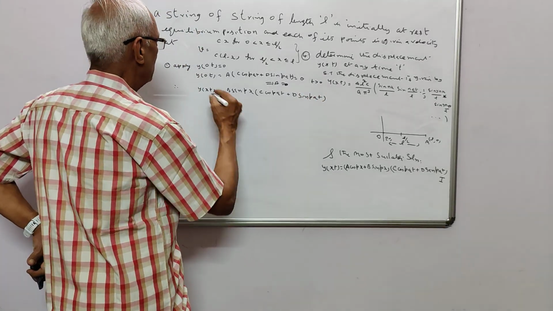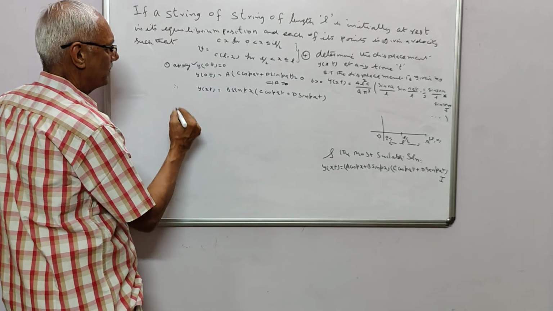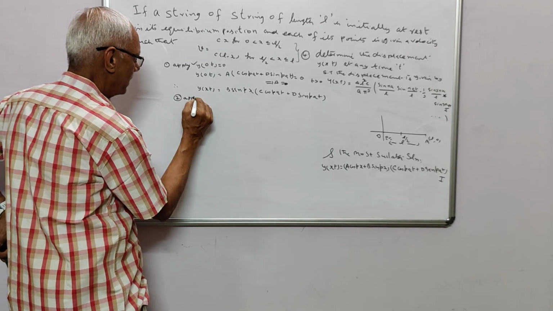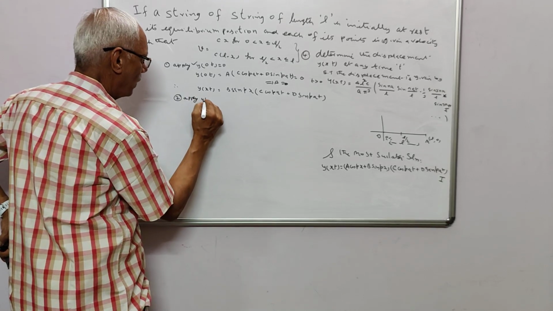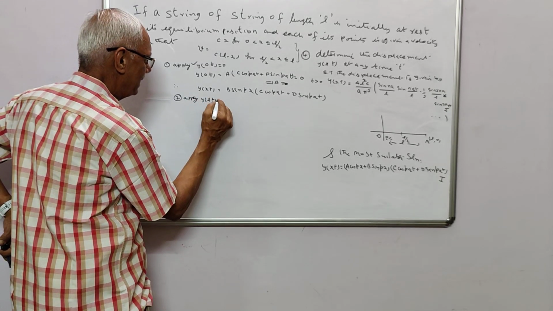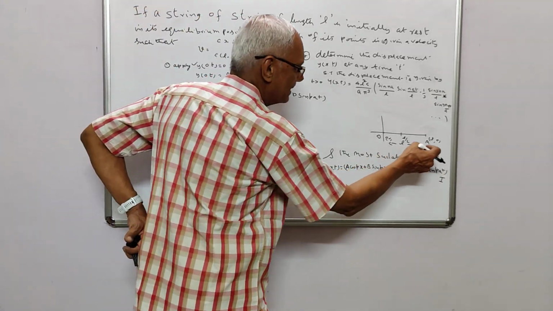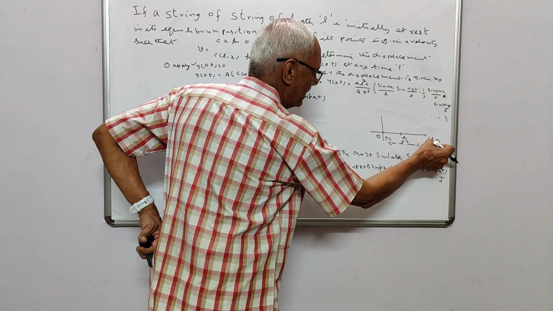So I have applied the first condition, that is over. Okay. Then take the next one, that is apply y of L,t is equal to 0. That means you are going to apply the second boundary condition, namely at this point.